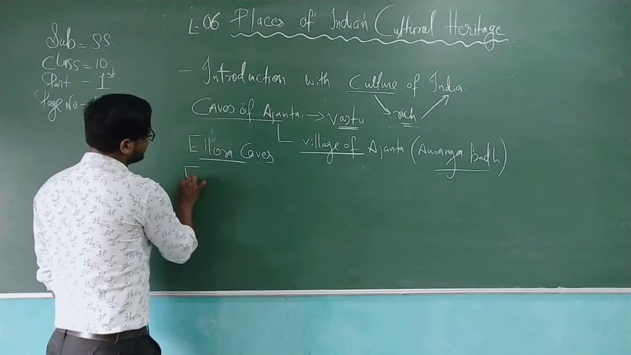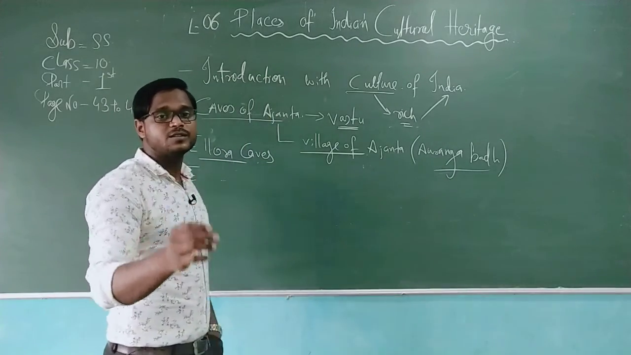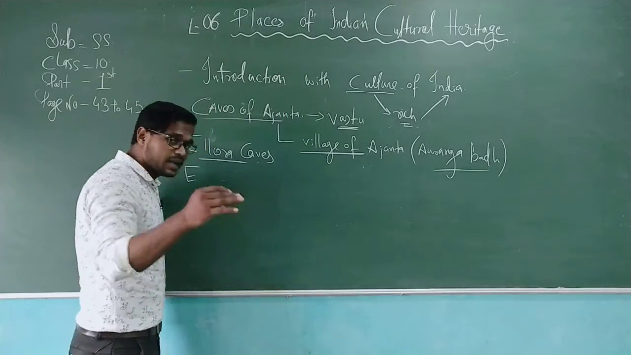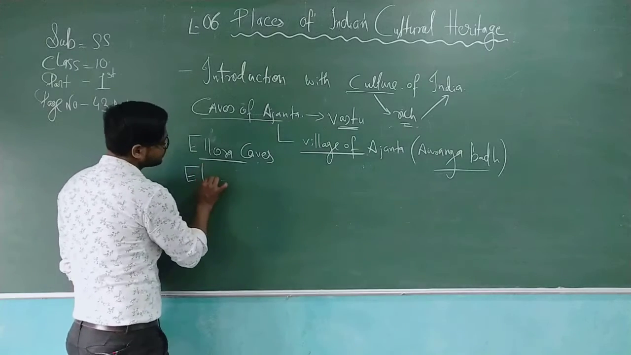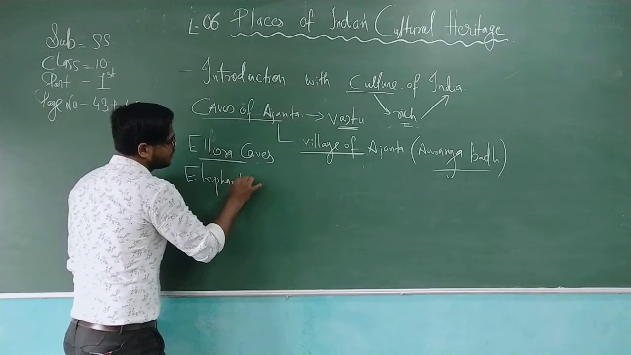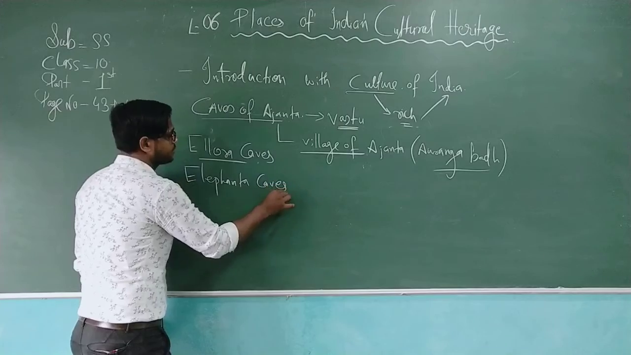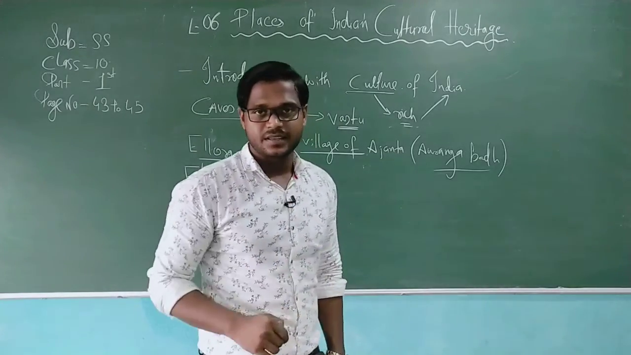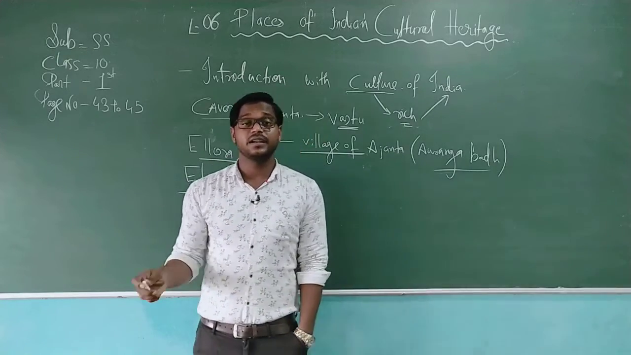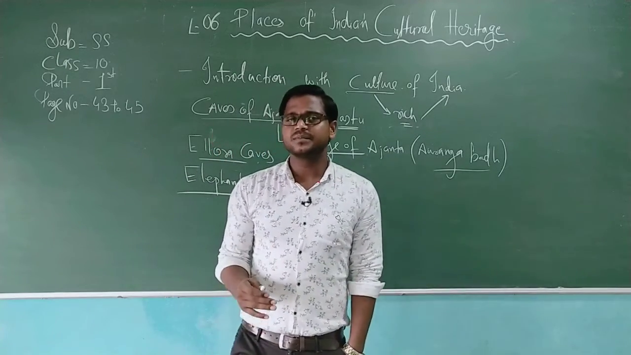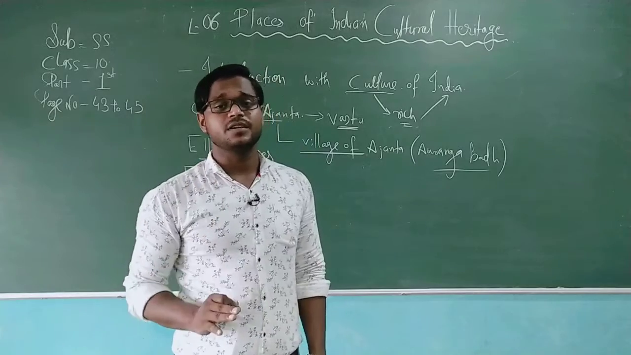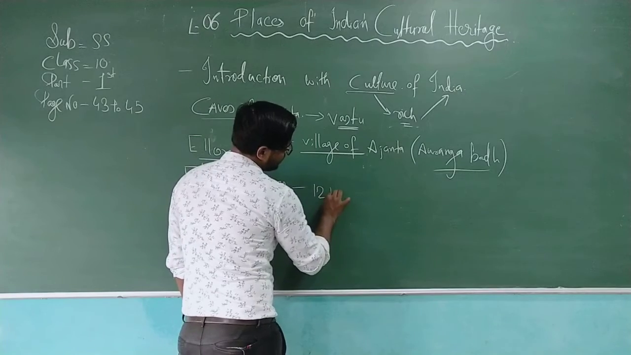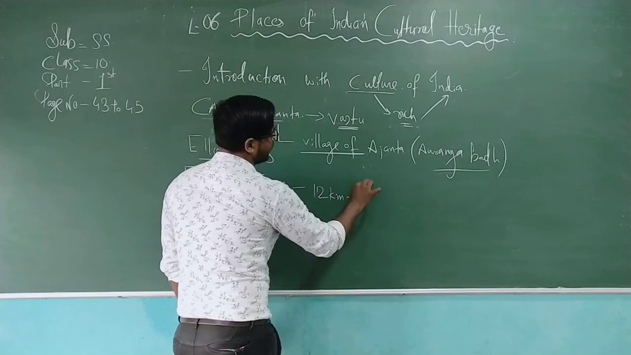Now what is Elephanta cave? The name Elephanta, you can check it out in the textbook here. E-L-E-P-H-A-N-T-A, that is Elephanta. Okay, Elephanta caves. Now Elephanta cave is actually located inside the Arabian Sea, as you know, in the west part of our Indian map. So we can say that these caves were built in the Arabian Sea 12 kilometers away from Mumbai, Maharashtra.